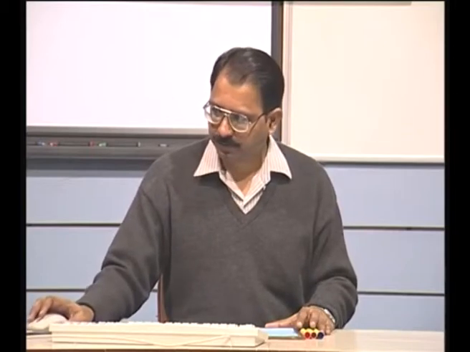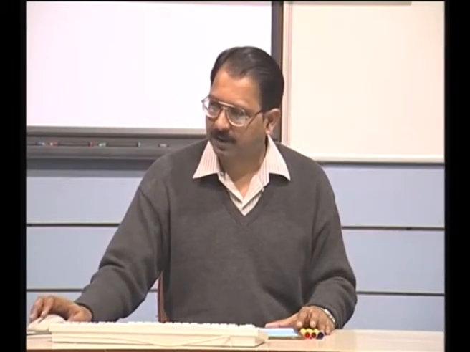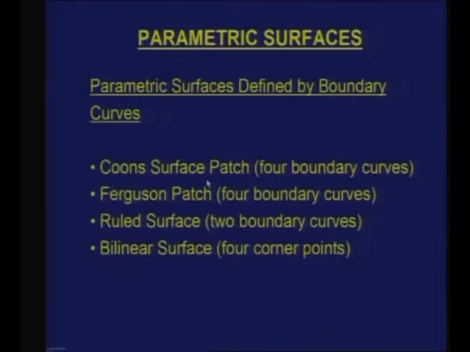The 2 such interpolations which have come up in the last century are Coons patch and Ferguson patch. These are surface patches which take 4 boundary curves to define. So, we look at the equation of this. This is also a very simple equation.